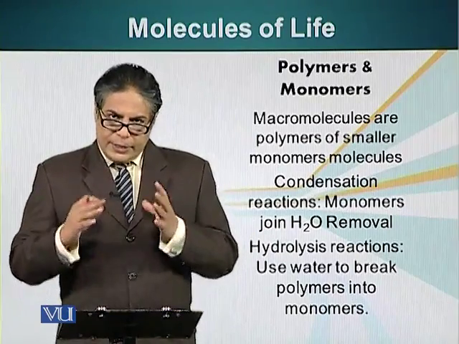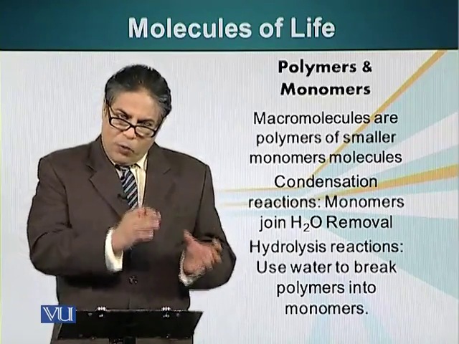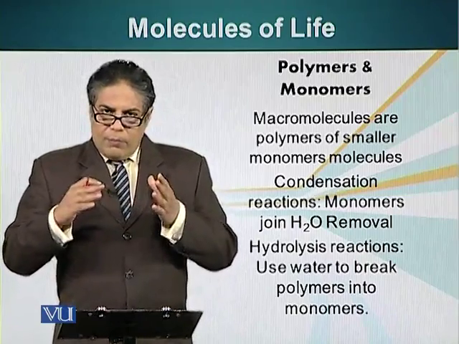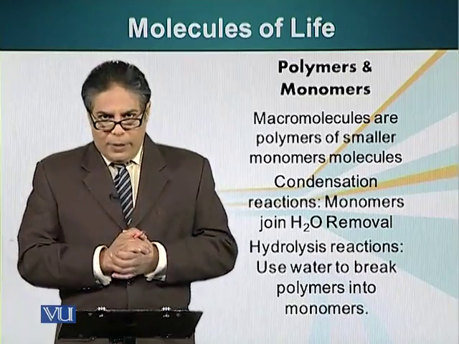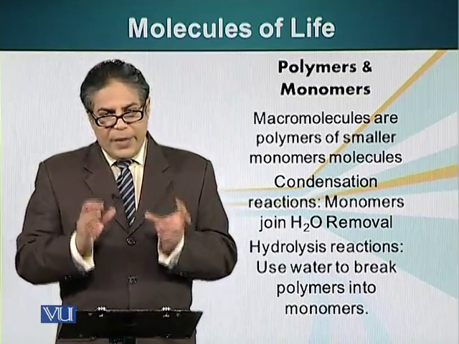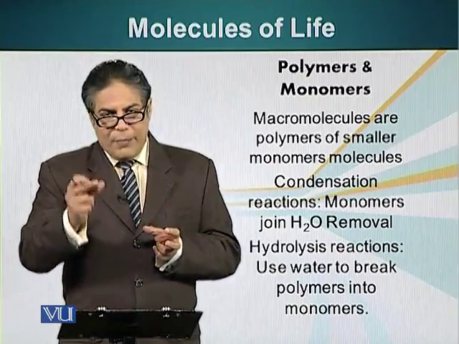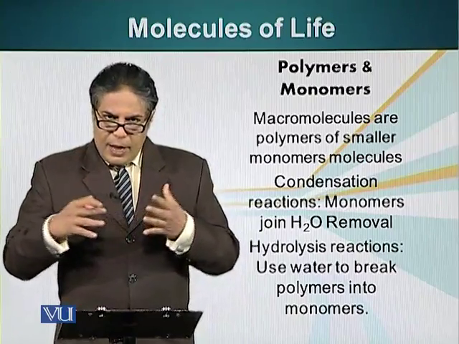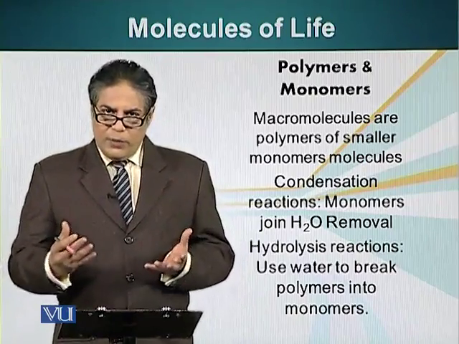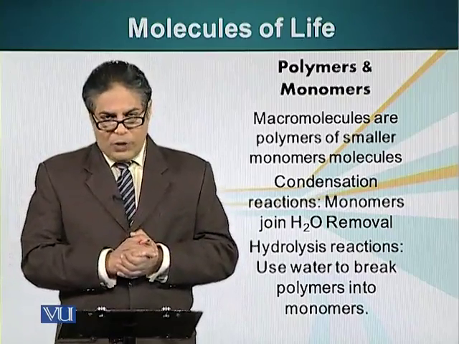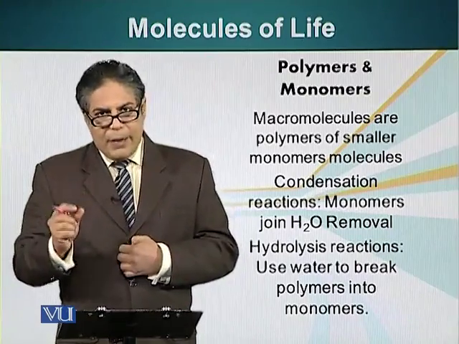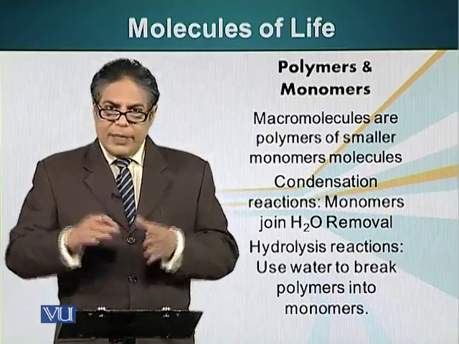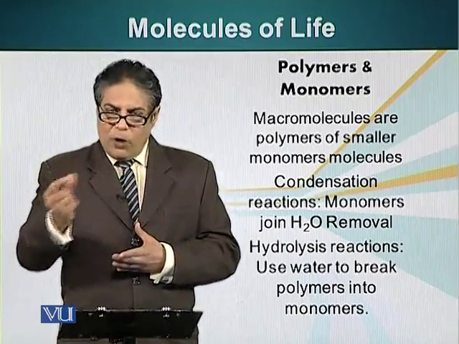Let's discuss how these smaller building blocks form larger molecules. Larger molecules are also called polymers. Polymers basically means something with many units. Monomer means single unit. In the cell, almost all the large molecules are actually polymers. They are made up of smaller units. Just as our houses are made of bricks, these larger molecules are made up of smaller units.